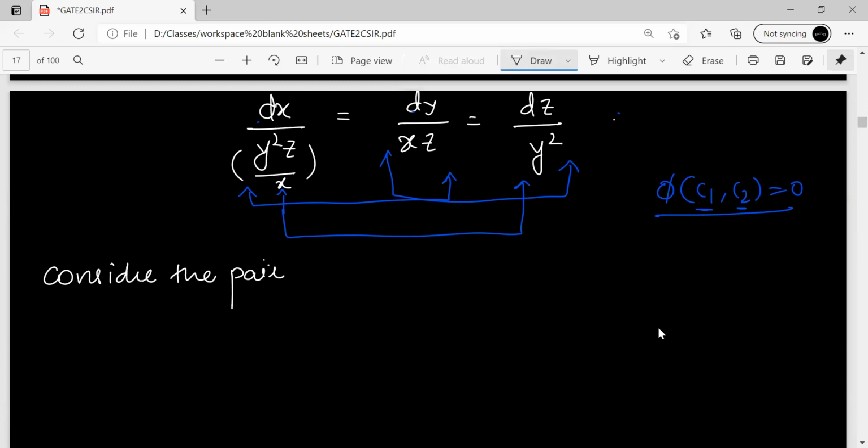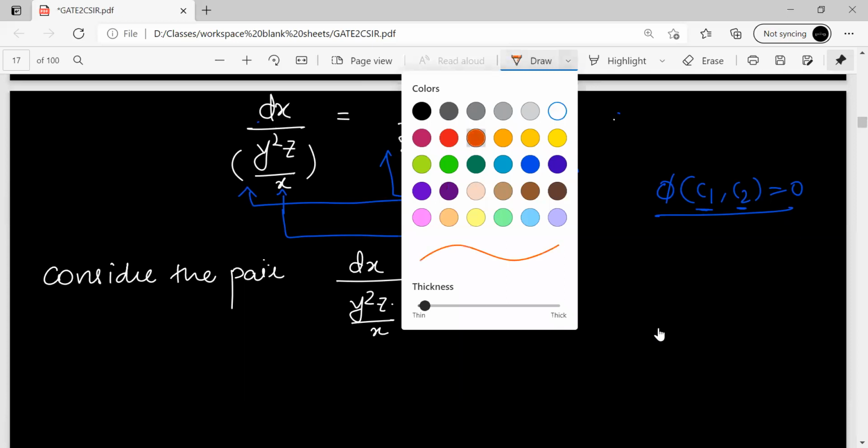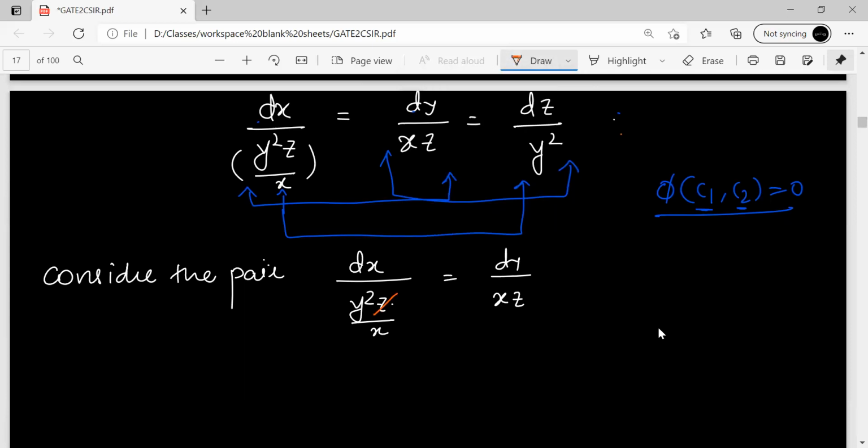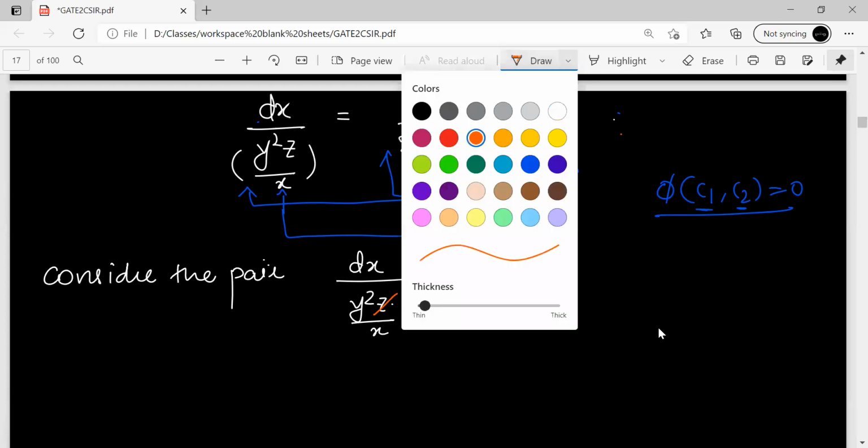So consider the pair dx over y square z upon x equals dy over xz. Or else, just a moment, because here I don't think it will give me something. No, I'll get it for sure. So the easiest thing that we can do is cancel this z and now proceed with the next step.